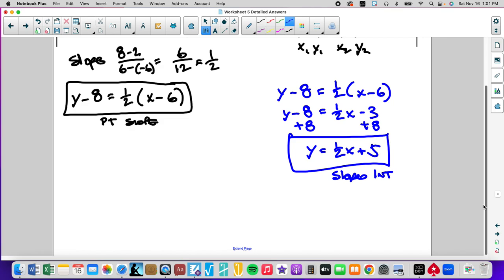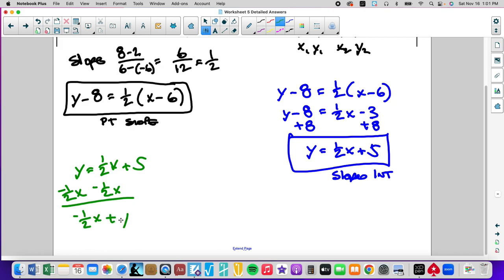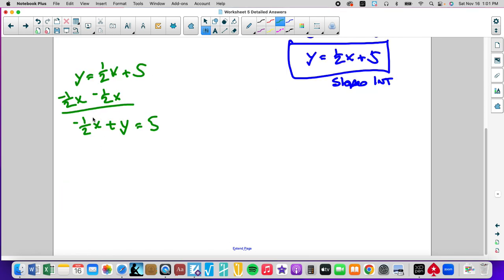And then to go from slope intercept to standard, we have y equals 1/2 x plus 5. We're going to minus the 1/2 x, move that over because the x and y need to be on the same side, so -1/2 x plus y equals 5. Now remember, my a, b, and c need to be integers, and this is a negative fraction, so that's double bad. So we're going to multiply this by -2.